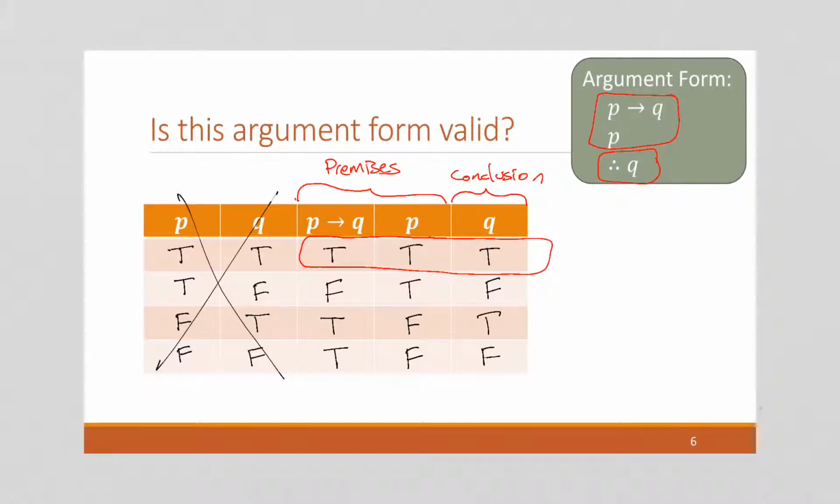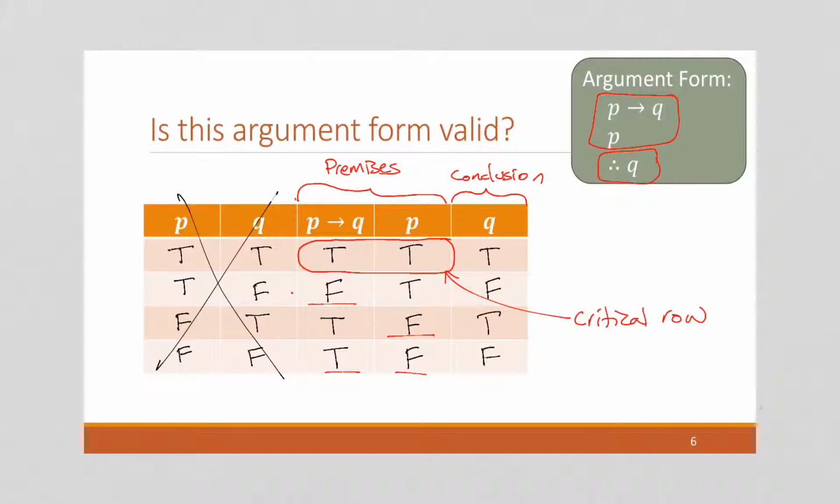Maybe a better way to do this would be to just color the row of the premises. So here you see they're both true. And that's the only critical row. And every other row, we've got a false, or multiple falses. So we only have one critical row. Let's make a note. So this is our critical row.